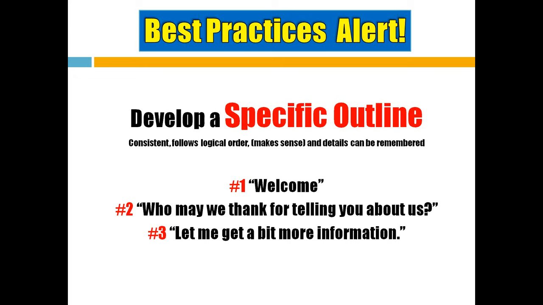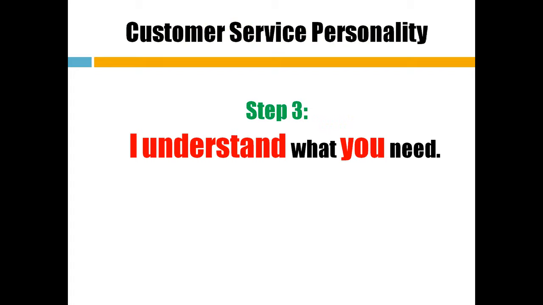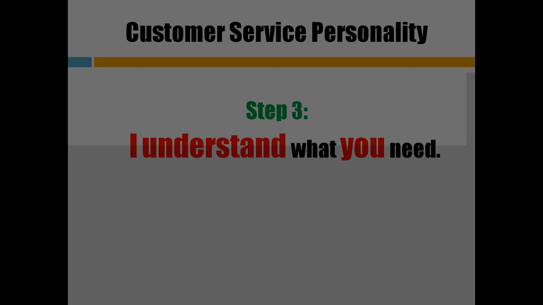The third thing is let me get a little bit more information. And so once you've made a connection with the patient, then it makes sense. I want to do this correctly. Let me make sure that we schedule you for the proper amount of time or give you the right appointment. So I'd like to gather a little bit more information. And that's where you can start to ask questions about if they're having any particular concerns at this time. So I'll keep adding these alerts so that you can develop your outline as we go along. So the third step in creating your customer service personality is conveying to the patient that I understand what you need.